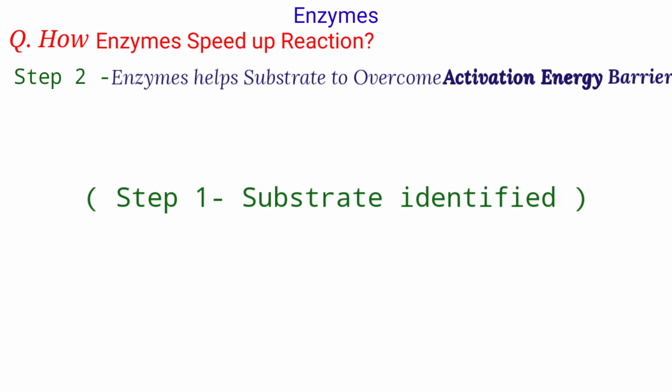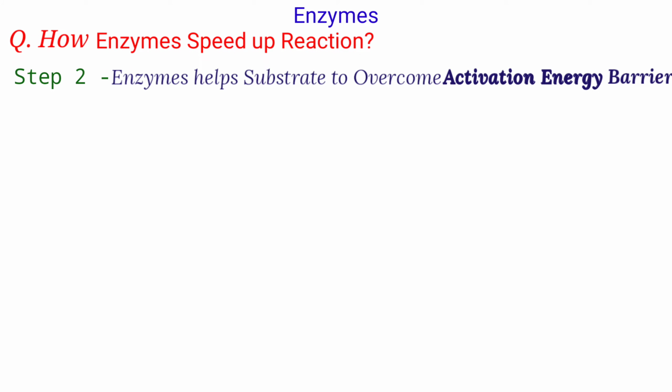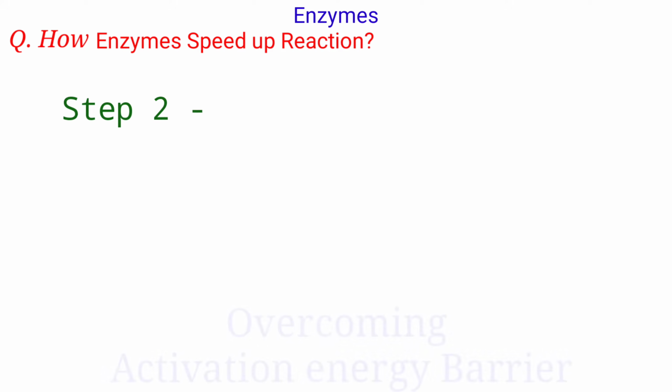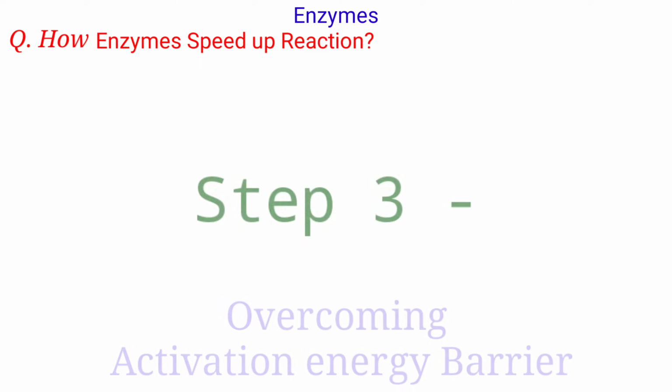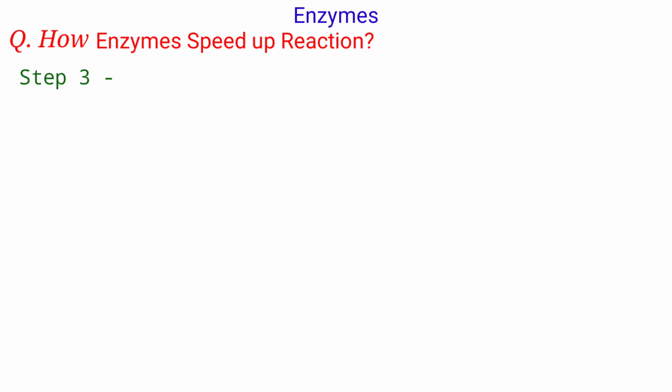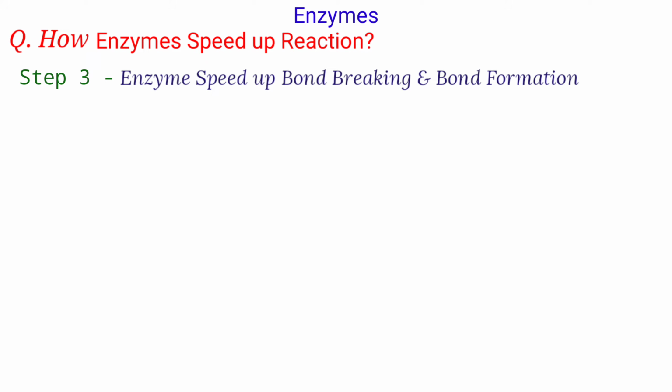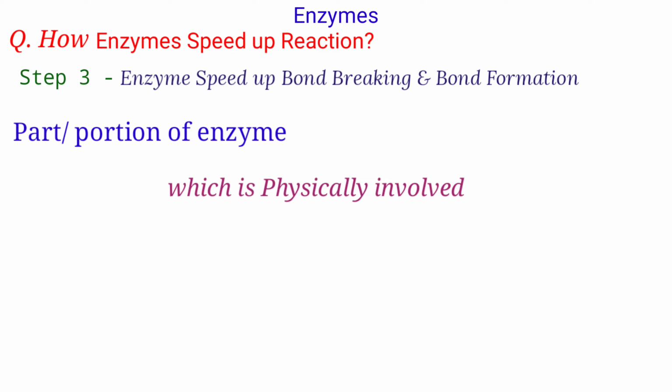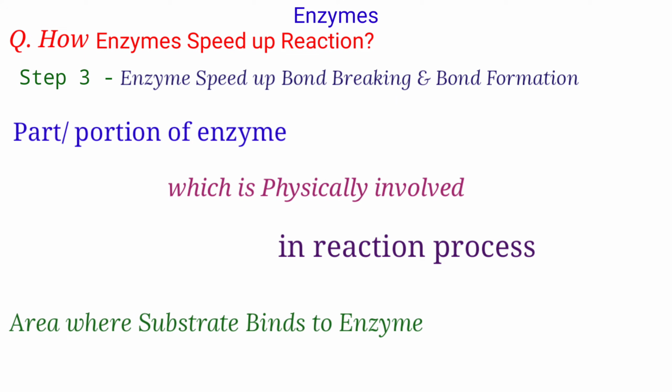In step 1 we have seen the substrate identification. In the second step we have seen how to overcome the activation energy barrier. In the third step we are looking at how the enzyme speeds up the process of bond breaking and bond formation reactions. The part of the enzyme which is physically involved in the reaction process, I mean the area where the substrate actually binds to the enzyme, is known as the active site of that enzyme.